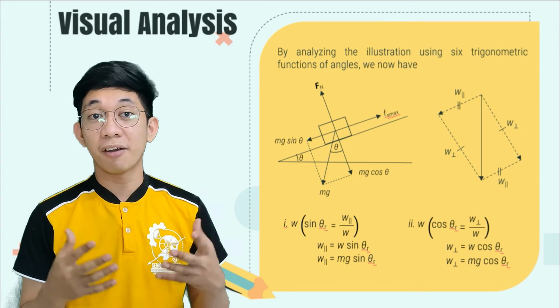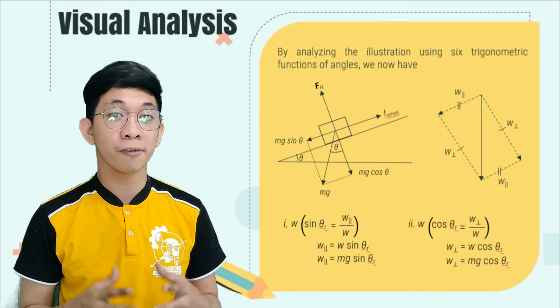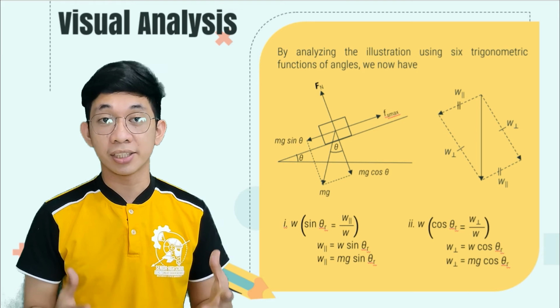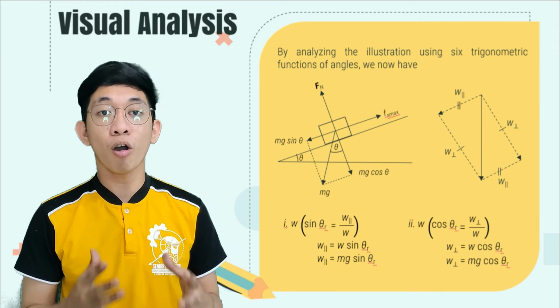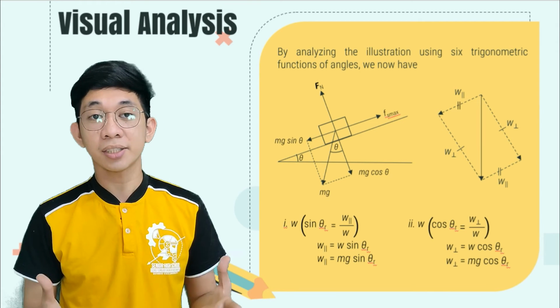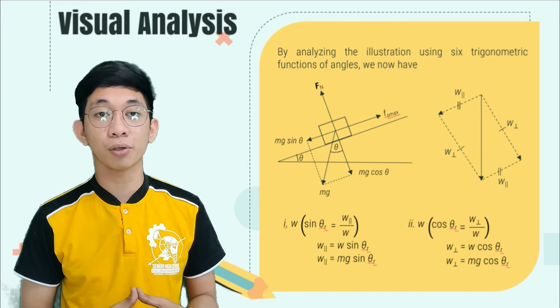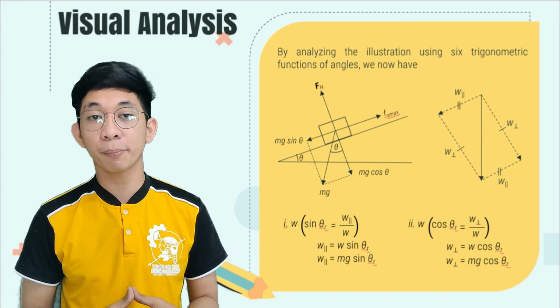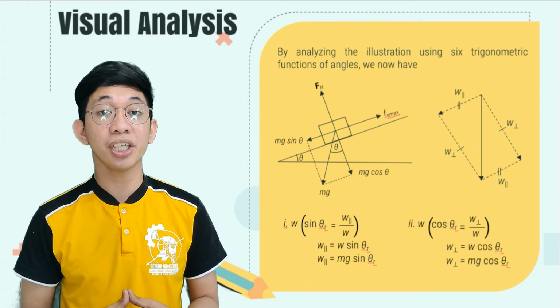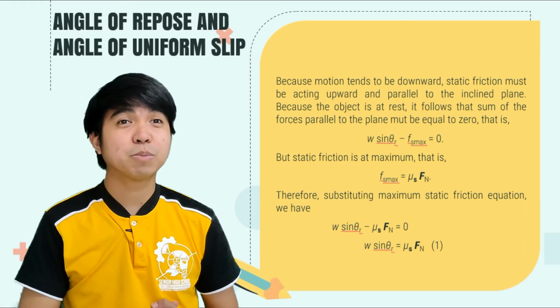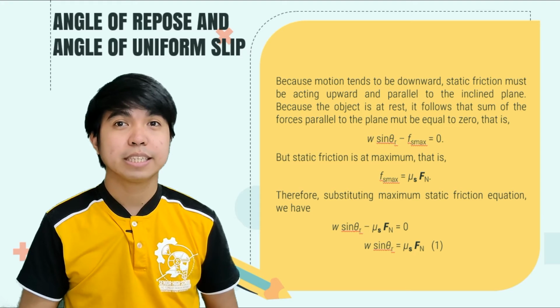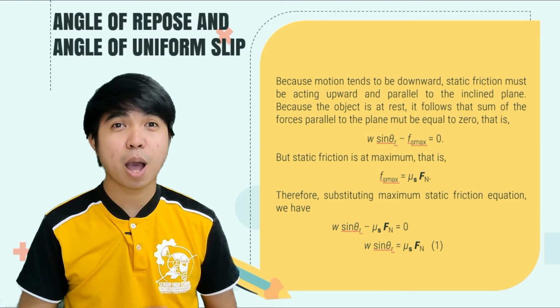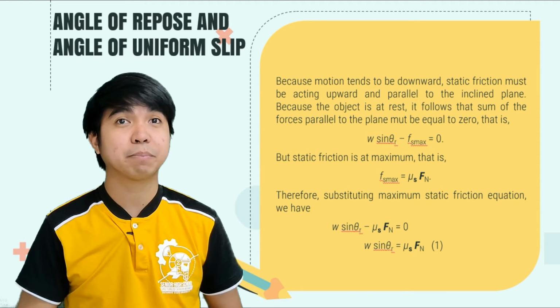Second, we have W multiplied by cos theta r. That is equal to W perpendicular all over W. Thus, we have W perpendicular is equal to W cosine theta r. And we have W perpendicular is equal to mg cosine theta r. Because motion tends to be downward, static friction must be acting upward in parallel to the inclined plane.